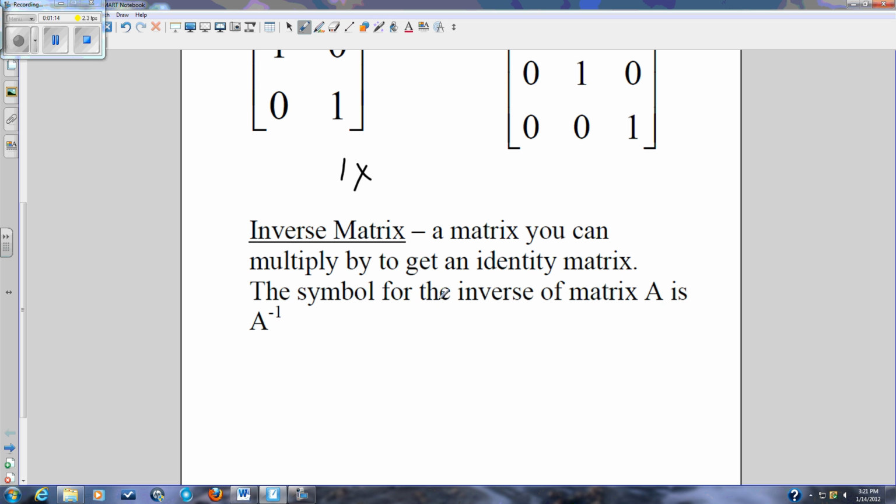Usually we try to get x or y alone in an equation. This is what we're trying to do. We're basically trying to get a matrix made up of variables alone so that we can actually find out what x and y are equal to. So an inverse matrix is a matrix you can multiply by to get an identity matrix. The symbol for the inverse of matrix A is A with an exponent of -1, and we just basically say that's the inverse of matrix A.